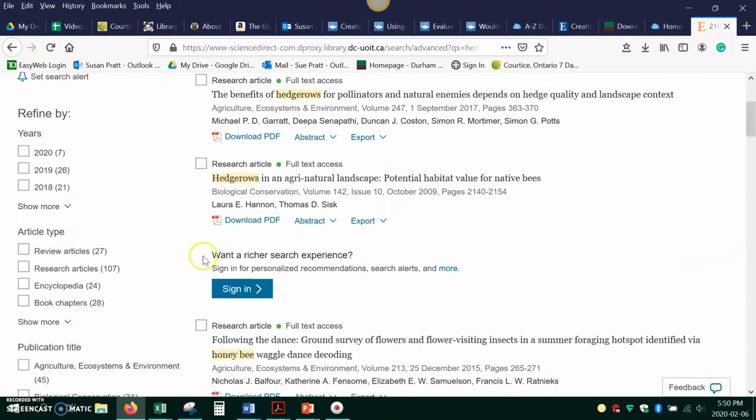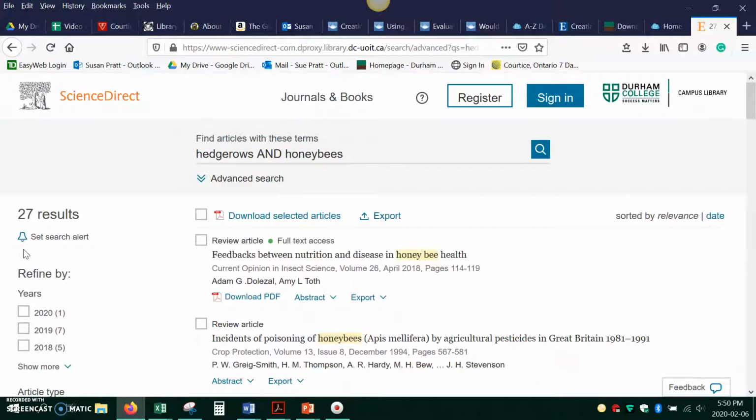So we went over here and we just selected the review articles, which would give a kind of summary of information from other primary sources. And that was what you decided would help get you started.